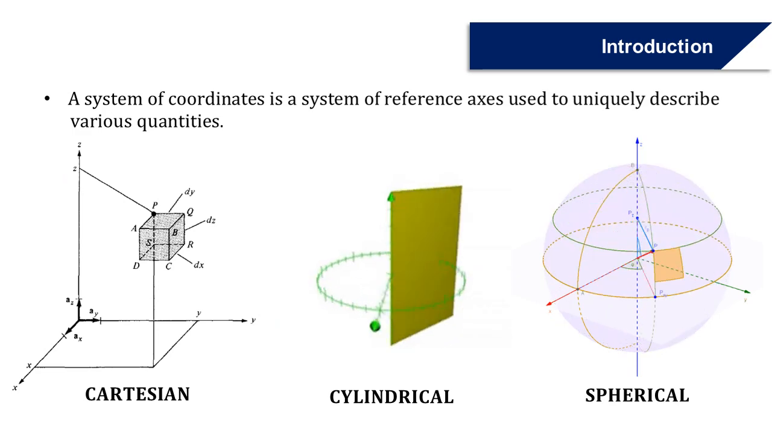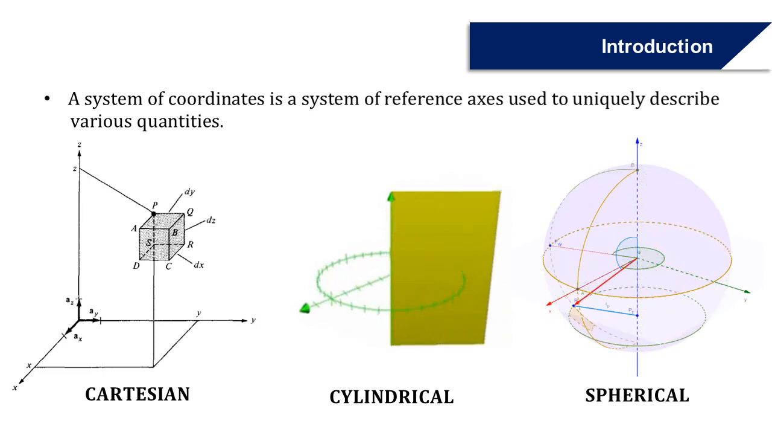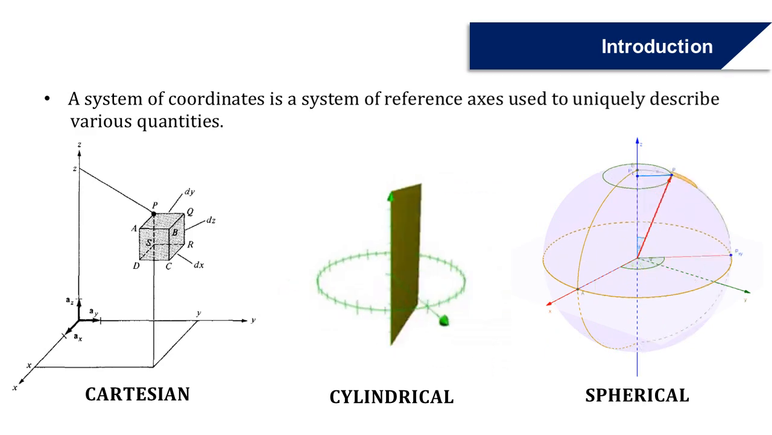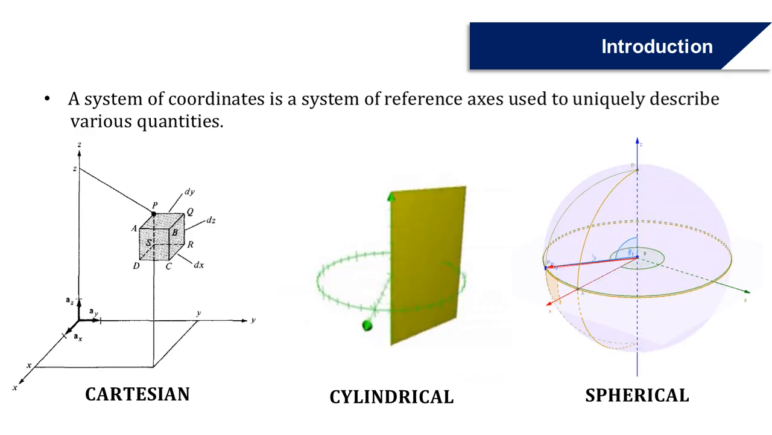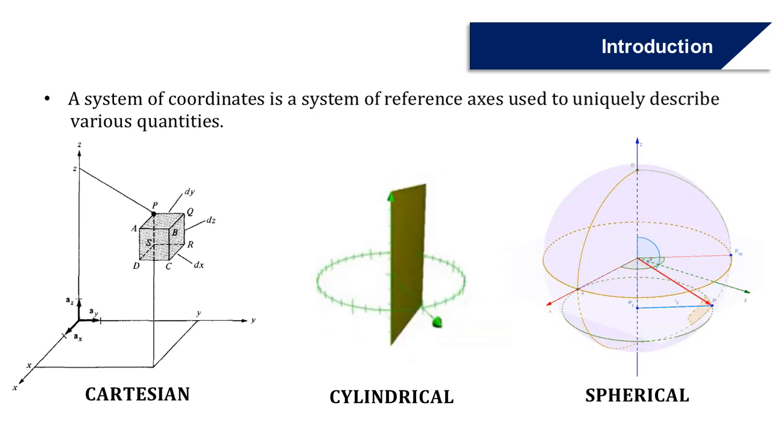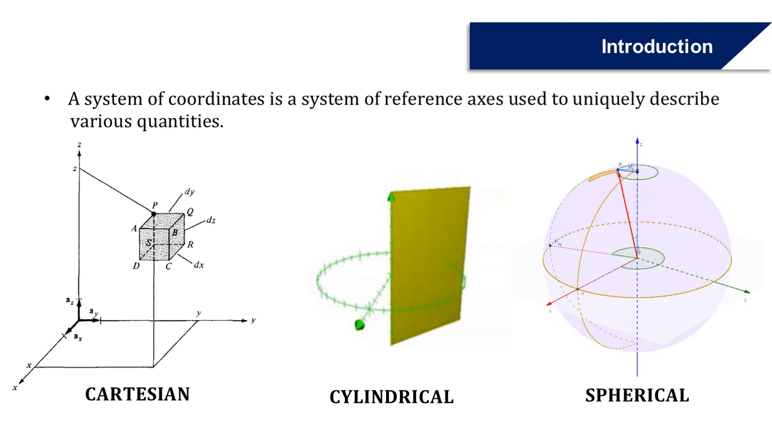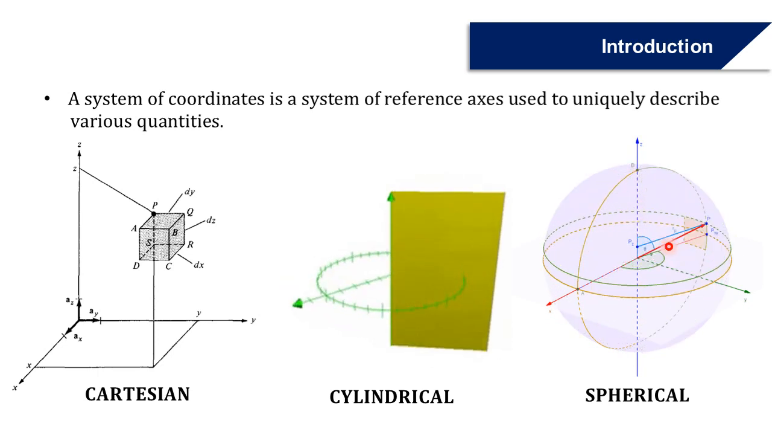Then meron din naman tayong ginagamit or gagamitin na cylindrical coordinate systems. So yan yung itsura niya, no? Parang paikot siya. Then meron tayong height and radius and yung angle natin. And then lastly, yung ating spherical coordinate system. So yan yung itsura niya.